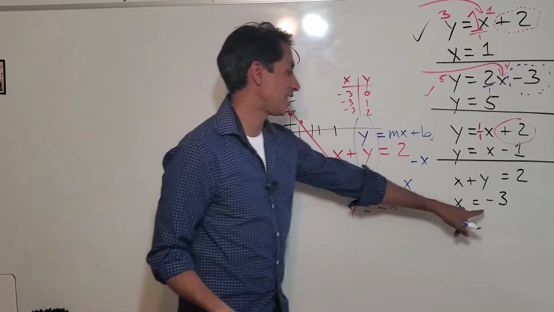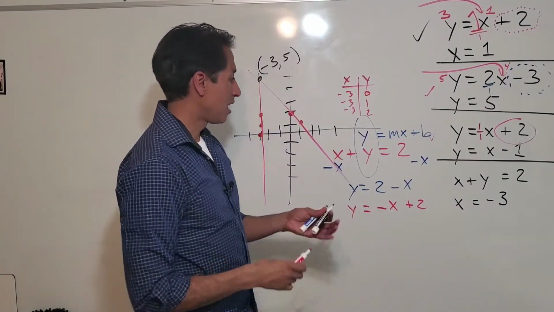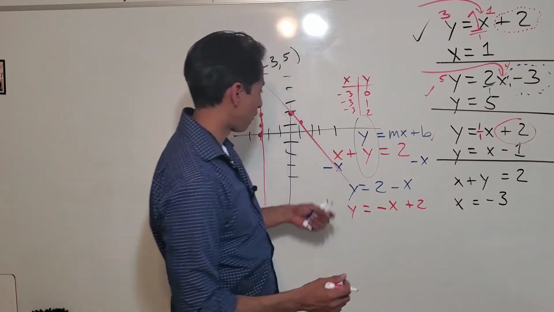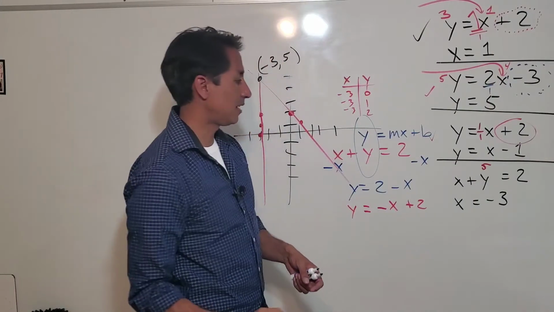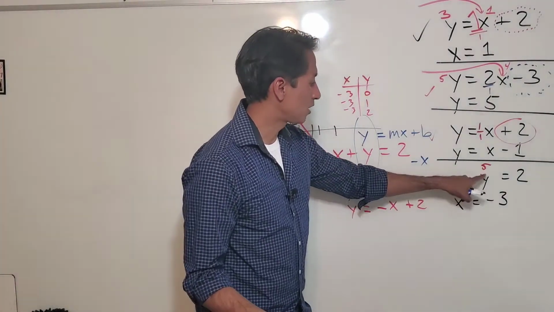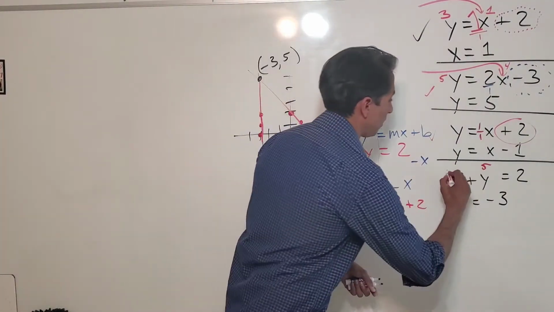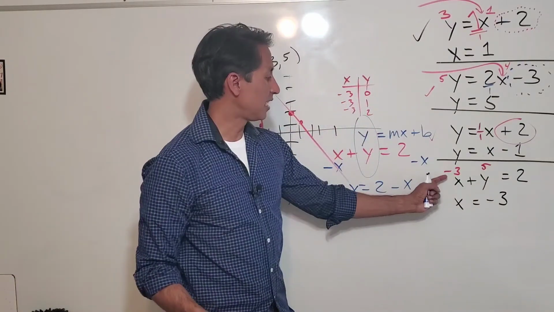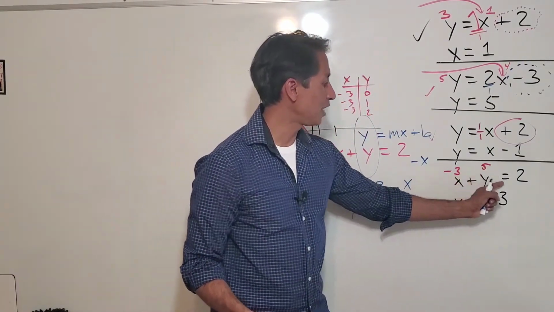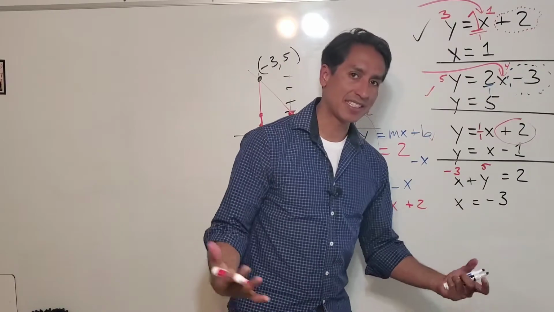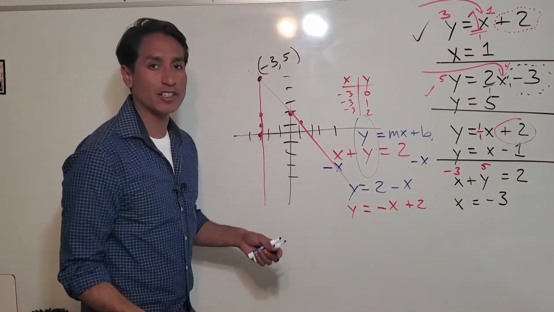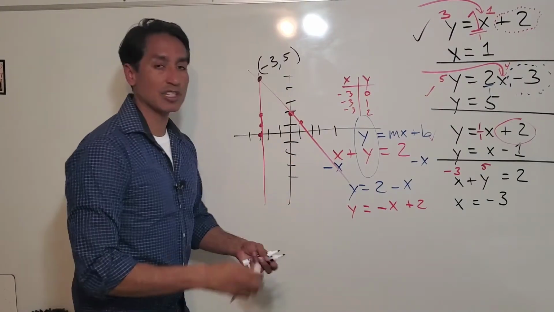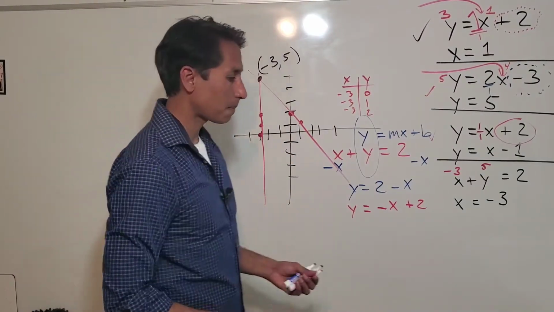Well, I know x is -3 because that's one of the rules. Let me plug in 5 for y and see what I get. Y is equal to 5, x is equal to -3. Does -3 plus 5 equal 2? Yes. Therefore, this is the solution, and this is the point of intersection where these two lines criss-cross.